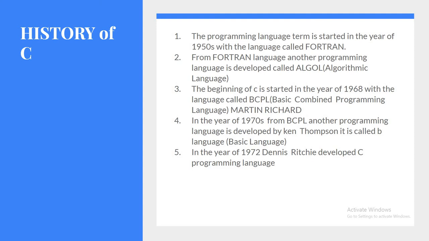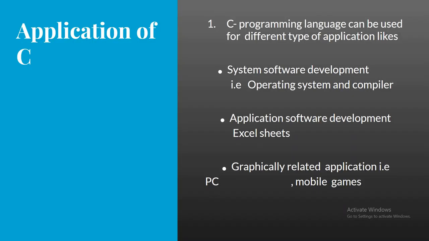The beginning of C started in the year 1968 with the language called BCPL, Basic Combined Programming Language. Martin Richards worked on this language. Then in the 1970s, another programming language was developed by Ken Thompson, called B language. Finally, in the year 1972, Dennis Ritchie developed the C programming language. So this is the history of programming languages and the C programming language.